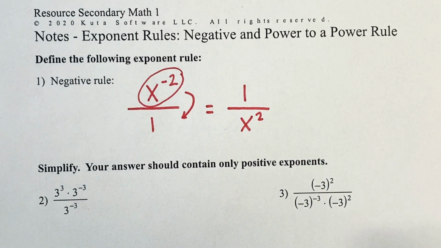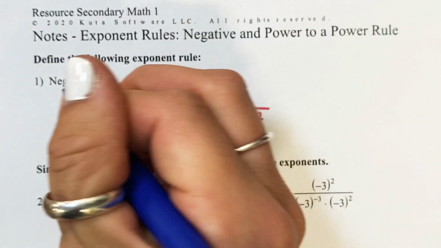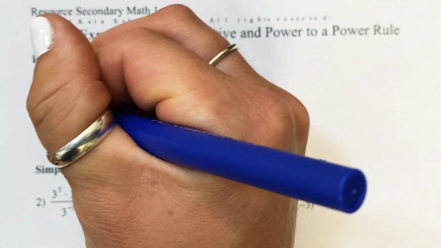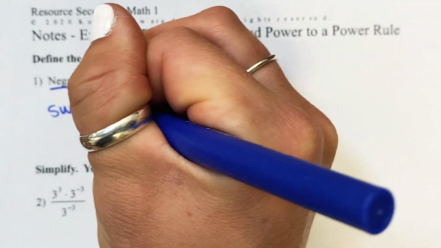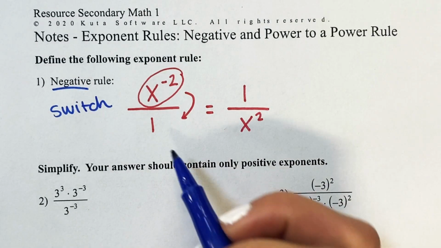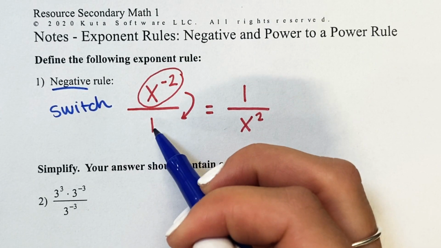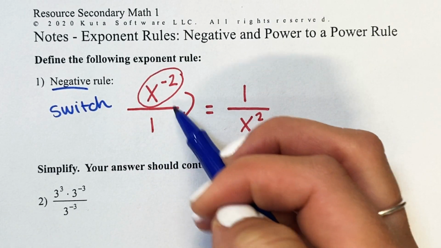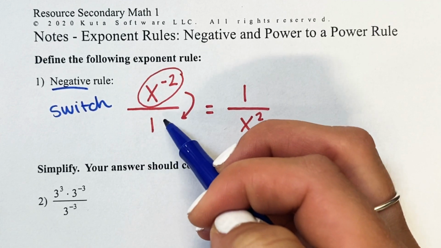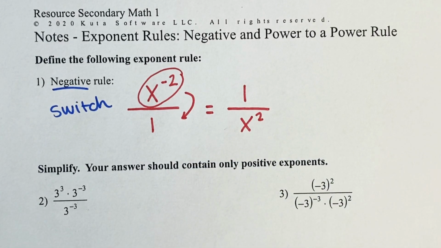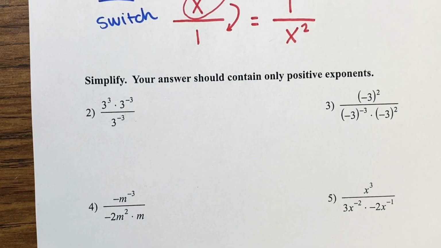So whenever you see a negative exponent, you're going to think switch. Meaning, if that negative exponent had been on the bottom, if our x to the negative 2 had been on the denominator, then it would have switched to the other side, the numerator. But that's all it is. We are just switching. Awesome. So let's do a couple examples now.